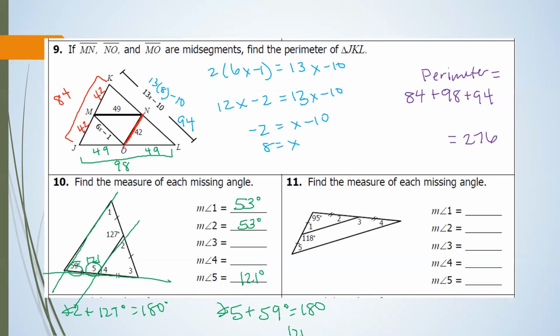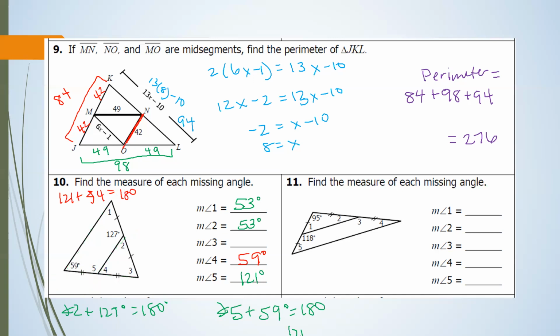Okay, well, angle 4 and angle 5 make a linear pair. So 121 plus angle 4 has to equal 180. Or maybe you recognize that this 59 and angle 4 were corresponding. Either way, we get that the measure of angle 4 is 59 degrees. And now the last one, angle 3.